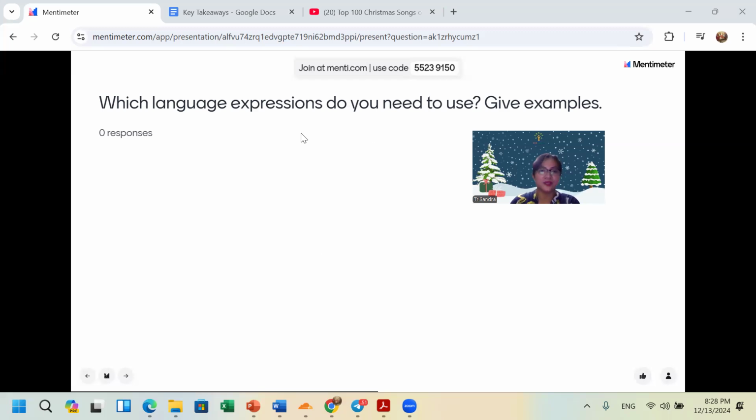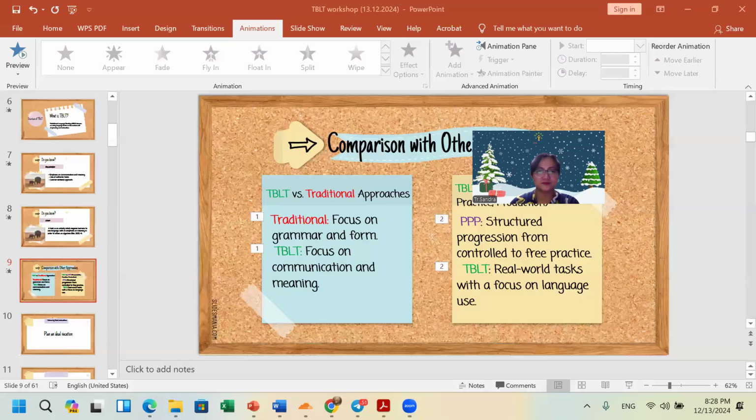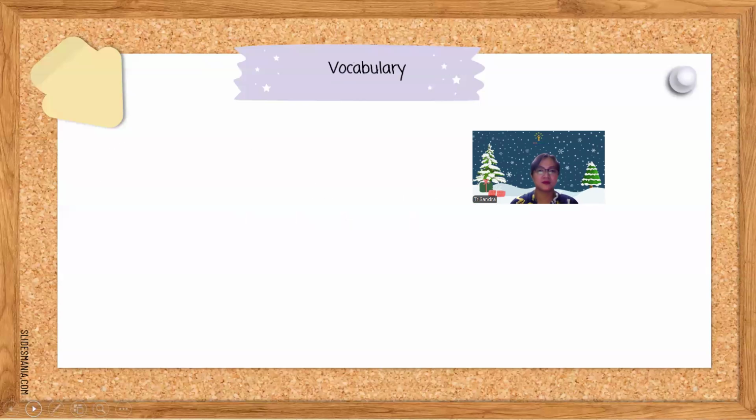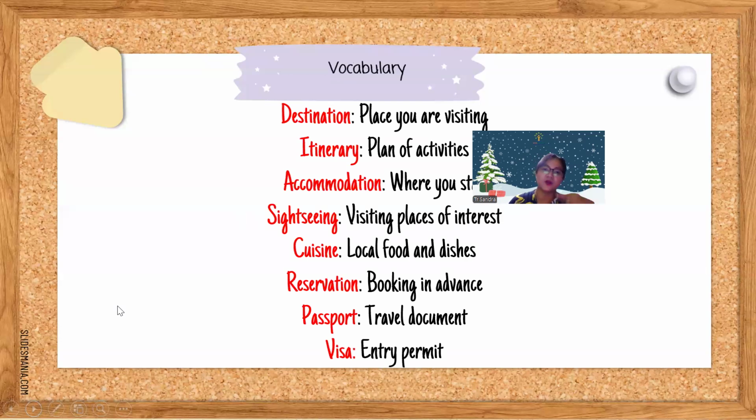Okay, so let me show you a little bit here. Book in advance or accommodation like this, right? Okay. So these are some vocabularies we might need: destinations, accommodation, sightseeing, cruising, reservation, passport, or visa like this, right?